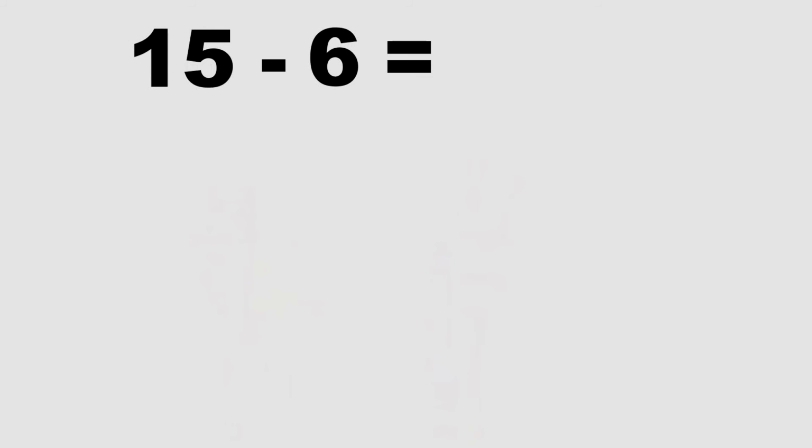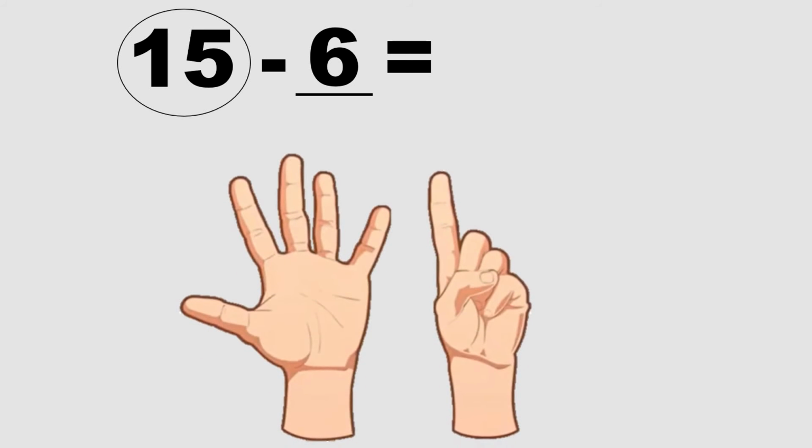15 minus 6. Which is the bigger number here? 15. So keep 15 in mind and 6 in hand. How many fingers? 6 in hand. So take your 6 fingers. Yes, 6 fingers are here. Now count backward from 15, 14, 13, 12, 11, 10, 9. The answer is 9. So 15 minus 6 is equal to 9.